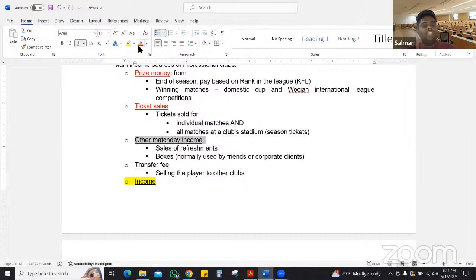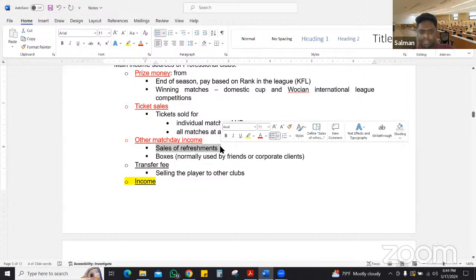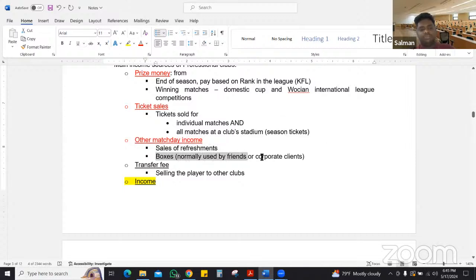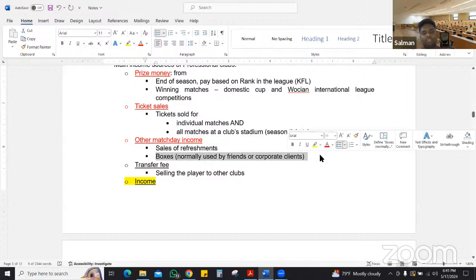Other match day income. On the day of the match, they will also have other income sources. One is by selling refreshments, they earn money. And also they will have boxes, where it has better facilities, where they sell for a very high ticket price.